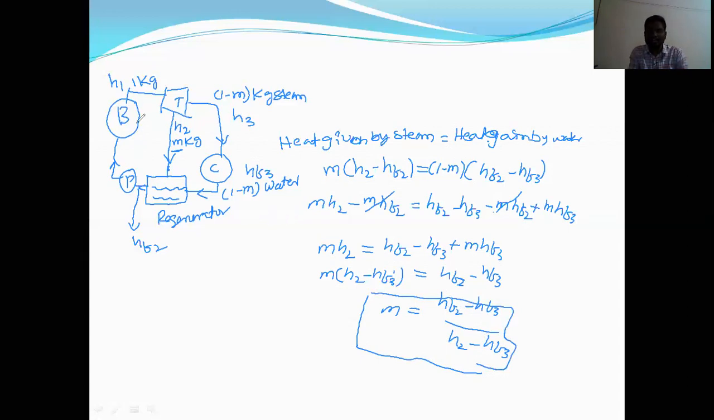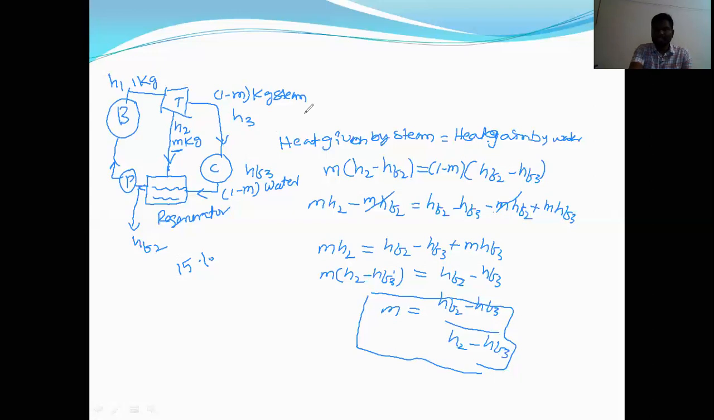So the value of m is the amount of mass transferred to the regenerator here. According to the cycle, only 15% of mass is allowed. More than 15% of the steam is not allowed to the regenerator. So this is the regeneration cycle. By this, we are saving some amount which would be lost in the condenser. Okay, this is about the regeneration cycle.